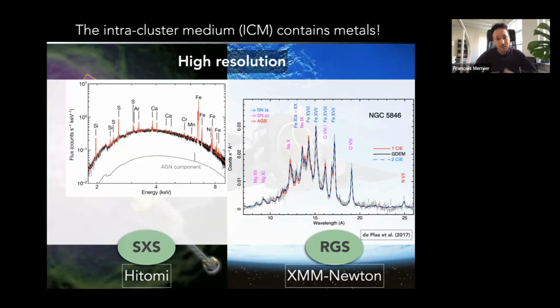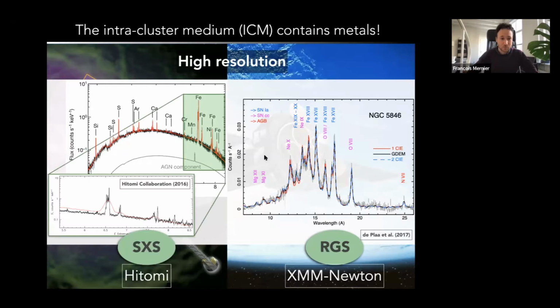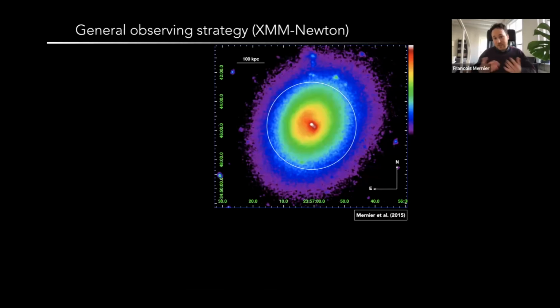So it's the only cluster Hitomi could look at, but the quantity of information which is there is absolutely extraordinary. And I can just show you here by zooming, for example, on this region. You can see the exquisite spectral resolution that Hitomi was able to achieve compared to the XMM-Newton EPIC resolution here. All right, so basically how does it work?